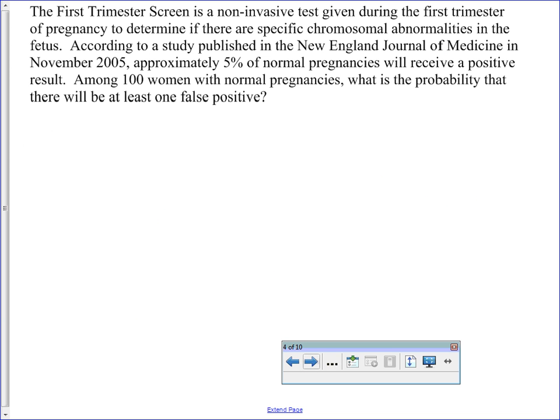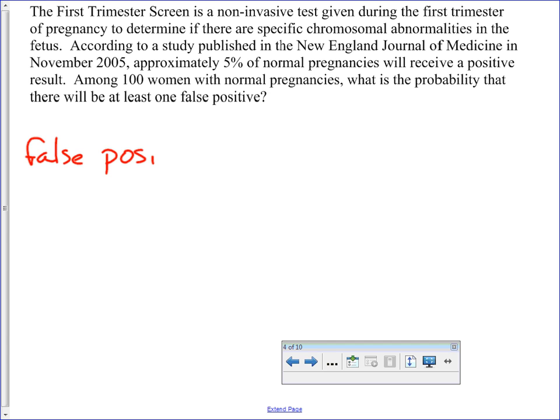So let's talk about that knot again. And this is the knot. If you ever see this, so let's read this problem, sorry. The first trimester screen is a non-invasive test given during the first trimester of a pregnancy. That's the first 3 months, to determine if there is a specific chromosomal abnormality in the fetus. According to a study published in the New England Journal of Medicine in November of 2005, approximately 5% of normal pregnancies will receive a positive result. And that's what's known as a false positive. We're going to be talking a lot about this because when we get in these conditional probabilities, some interesting stuff happens with false positives.